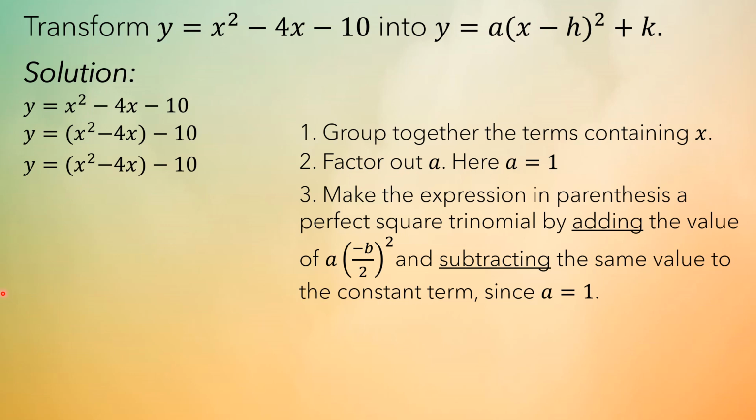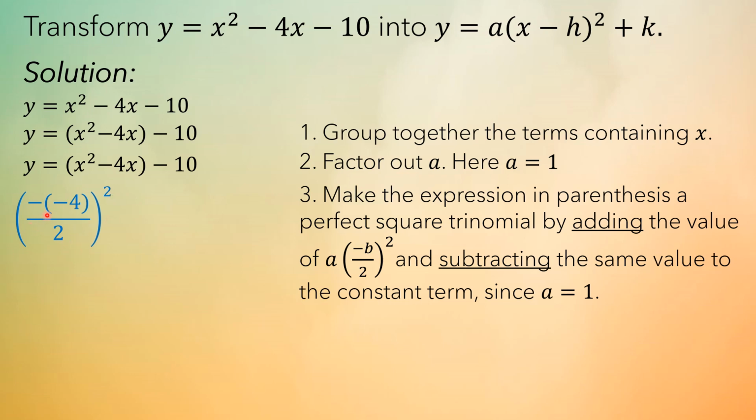Third step, make the expression in parentheses a perfect square trinomial by adding the value of a times negative b over 2 quantity squared and subtracting the same value to the constant term. So, ito yung value natin ng negative b over 2 quantity squared. Yung a natin is 1. So, maglalagay tayo ng 1 dito times negative, the value of b is negative 4, and then over 2, palagi po siyang divide by 2, and then quantity squared.